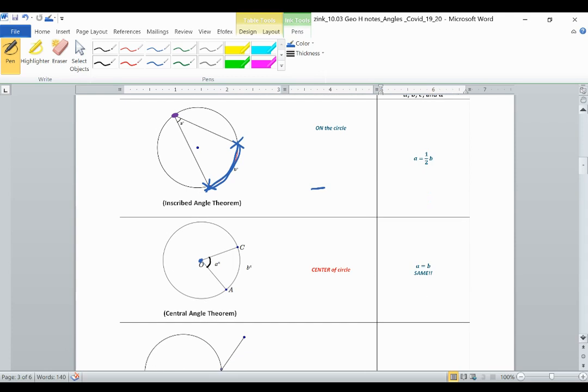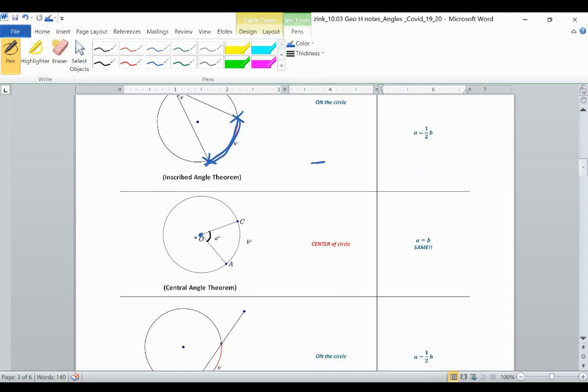The next one is a central angle. Its vertex is at the center of the circle. I like to say center, same, center, same, because a central angle is the same as its intercepted arc. So the angle A right here is the same as its intercepted arc. If I mark off where it hits the circle from here to here, that's the intercepted arc, and it would be the same. So if A was 30 degrees, then B would also be 30 degrees.